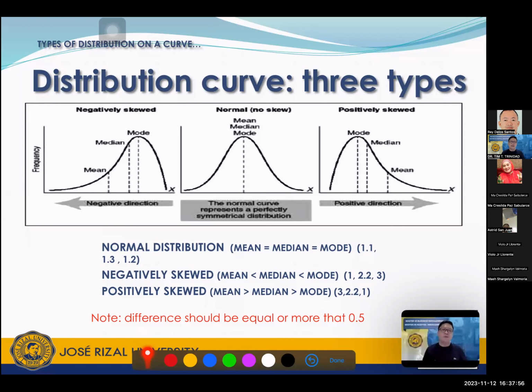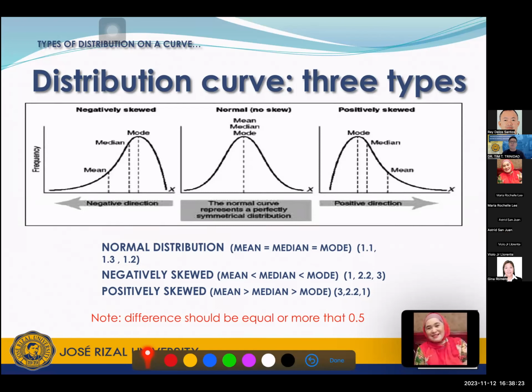So if your mean is less than your median and your mode, what will be the expected type of distribution? Is it normal or abnormal? Abnormal. And what type of abnormality if your mean is less than your median and your mode? Negatively skewed, simply because your tail will be pointing towards the left.